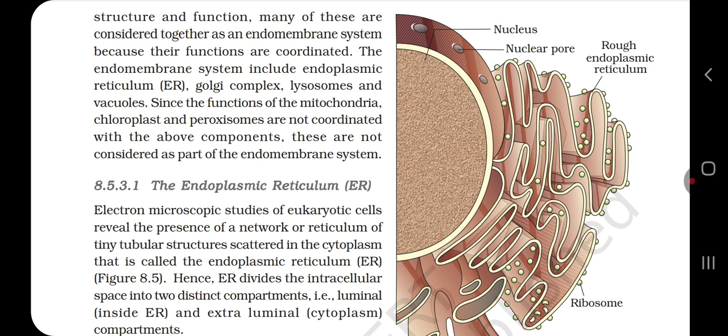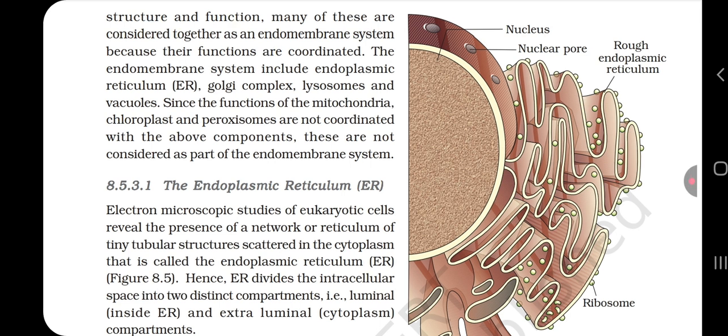8.5.3.1 The endoplasmic reticulum, that is ER. Electron microscopic studies of eukaryotic cells reveal the presence of a network of tiny tubular structures scattered in the cytoplasm, that is called the endoplasmic reticulum, that is ER, figure 8.5. Hence, ER divides the intracellular space into two distinct compartments, that is luminal, that is inside ER, and the extraluminal, that is cytoplasm compartments.